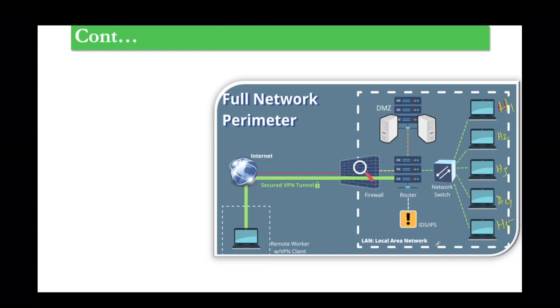So in this example, we can see it is obvious that the final target is not directly accessible via the internet. If you try to access host one from your remote worker, you first need to go through the internet and pass through the firewalls, then pass through the router, then pass through the demilitarized zone, then pass through the network switch, and then connect to your host one.